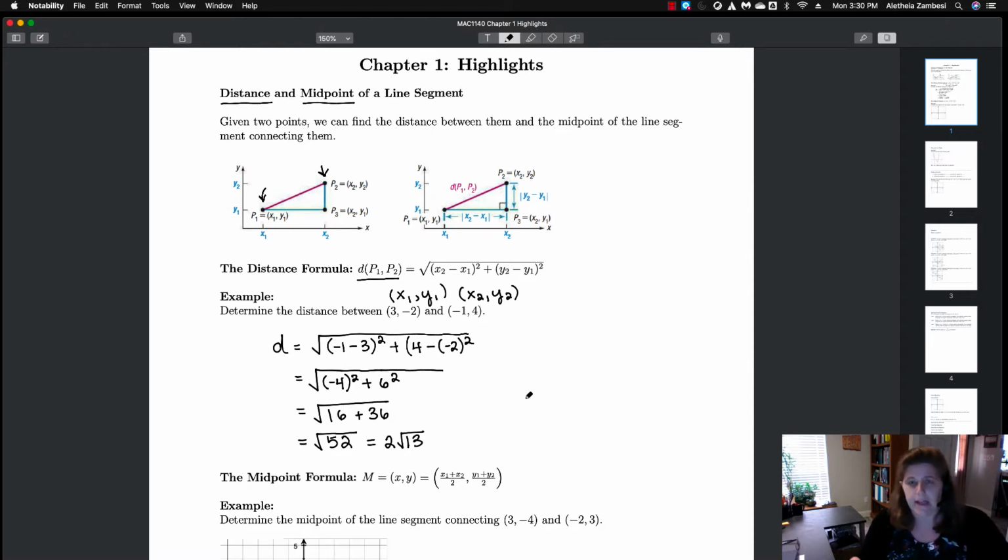Now, this is an exact distance, so anything you get by calculation like this is considered exact. If I were to put that into my calculator, I could get an approximation, but the exact value is always better.